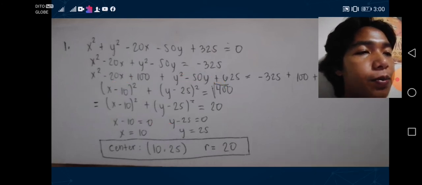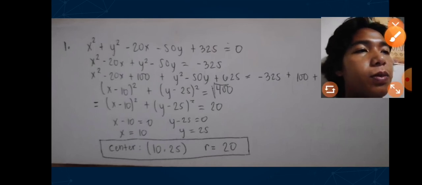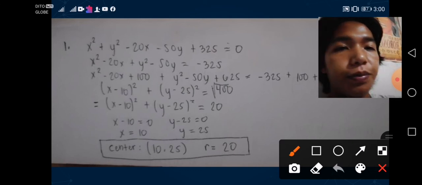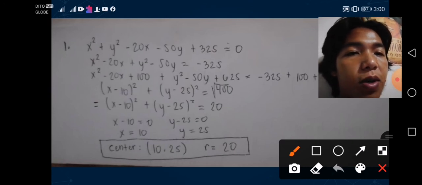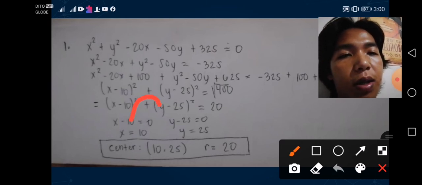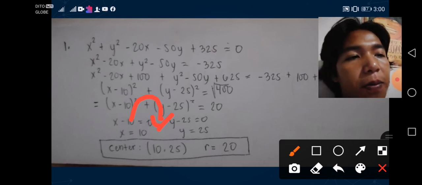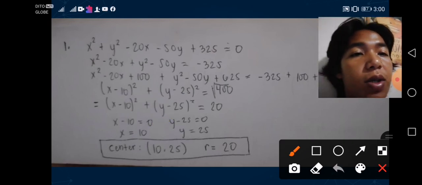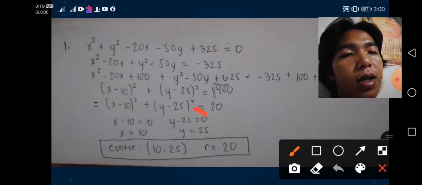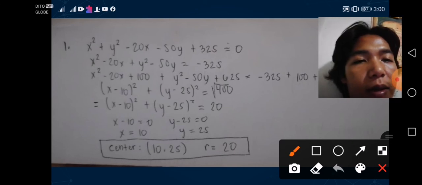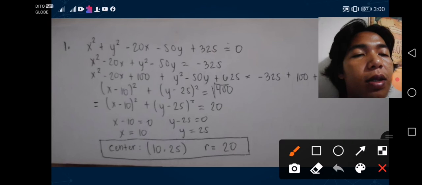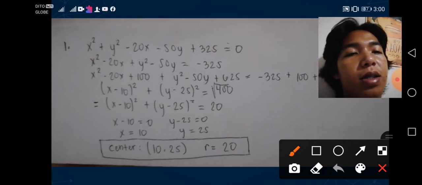So to get the center, we need to equate our answer to 0. So x minus 10 is equal to 0. So 10 transfers here, so we have our result x equals 10. Just like how we get the x, it is the same in the y. So our center is located at 10, 25. So our center coordinates are 10 on the x-axis and 25 on the y-axis. And our radius is 20. So where we get the 20 is this.